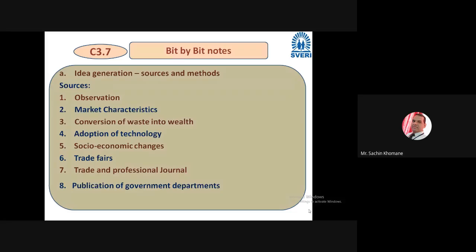What a great idea, converting waste into wealth. It is a very nice idea. So I am just telling you, waste into wealth. There are n numbers of wastes in the market. You can think over it.